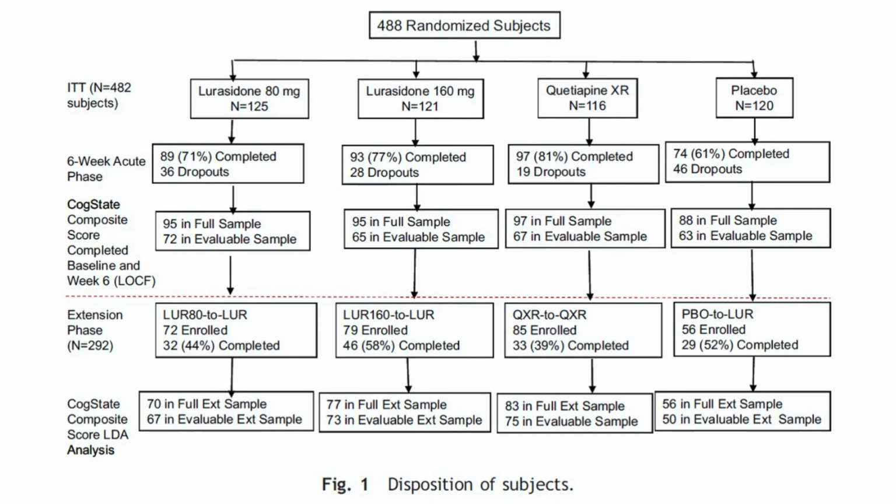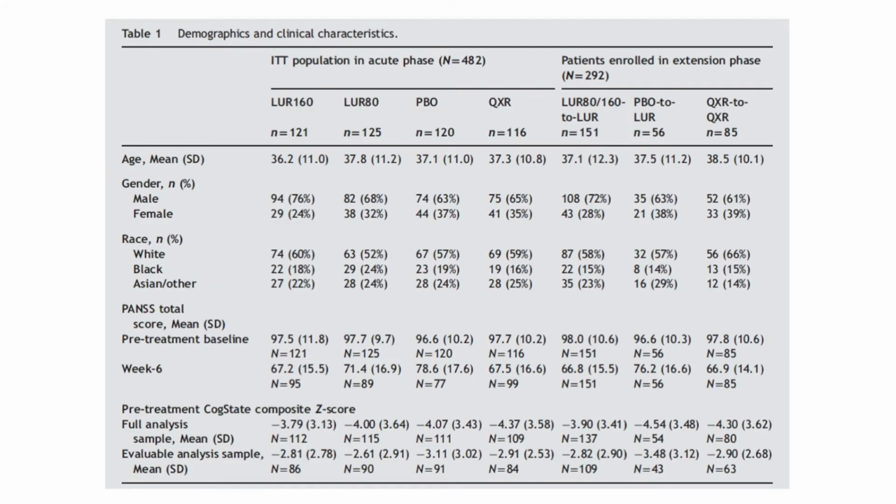Okay, here we can see a summary table of the study design. Overall, there were 488 subjects randomized, so it was quite a large study, and they were randomized to 4 groups during the acute phase, and there was a fairly equal proportion of subjects across these 4 groups. There was some dropout during the acute phase, and overall, we can see that between 61% and 81% completed this particular phase. There was then a Cogstate computerized battery completed at the end of the acute phase and also incorporated during the extension phase.